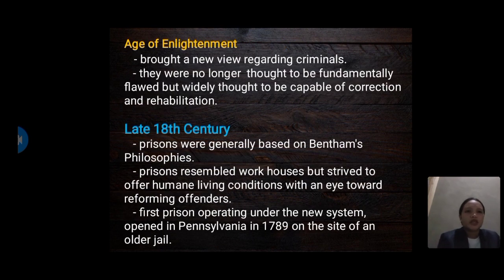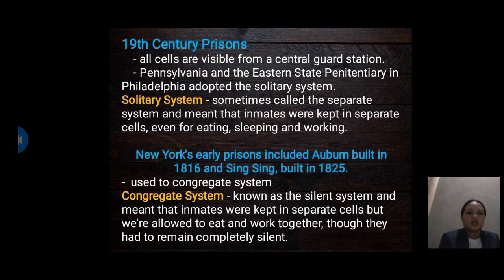So, in the late 18th century, prisons were generally based on Bentham's philosophy. Prisons resembled workhouses but strived to offer humane living conditions with an eye toward reforming offenders. So in 19th century prisons, all cells are visible from a central guard station.